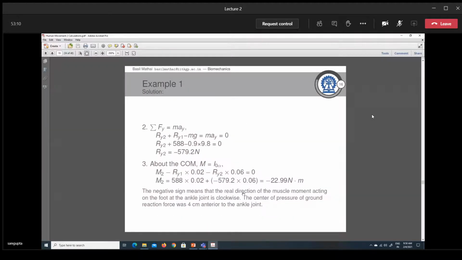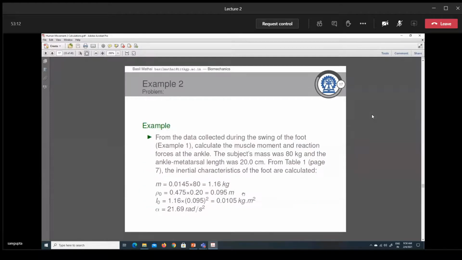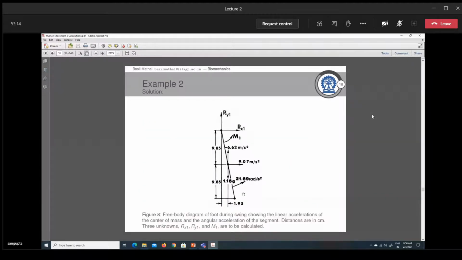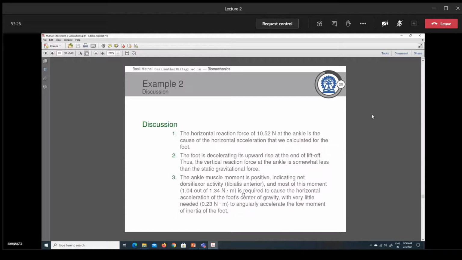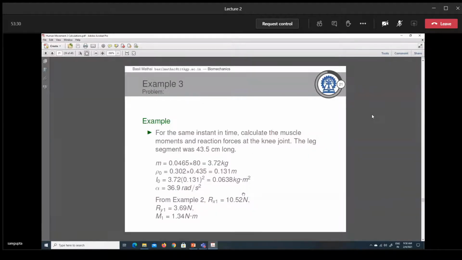Static analysis, then dynamic analysis. These are two, example 1, example 2. So example 2 is dynamic analysis. Now all calculations are shown, so you can easily get hold of the procedure. So these calculations are shown to give you an idea of the procedure, a summary of the procedure.